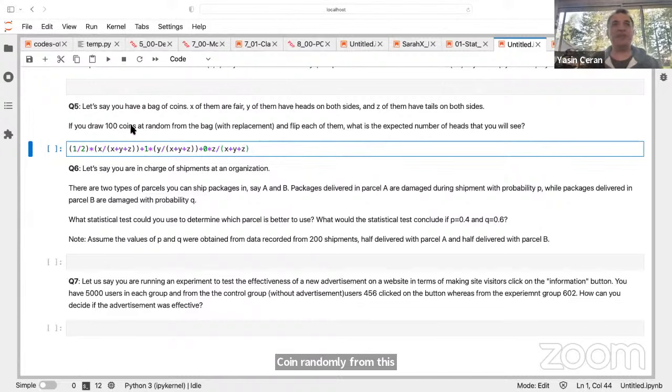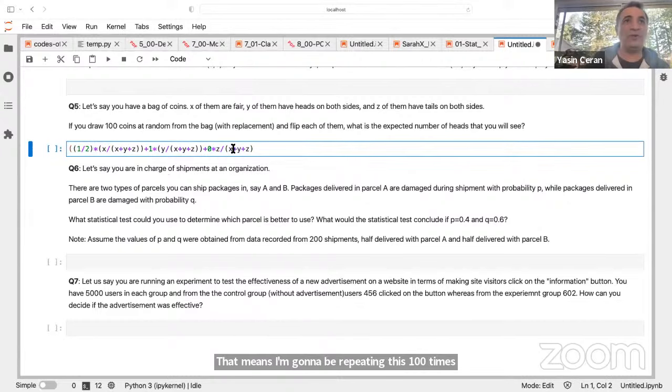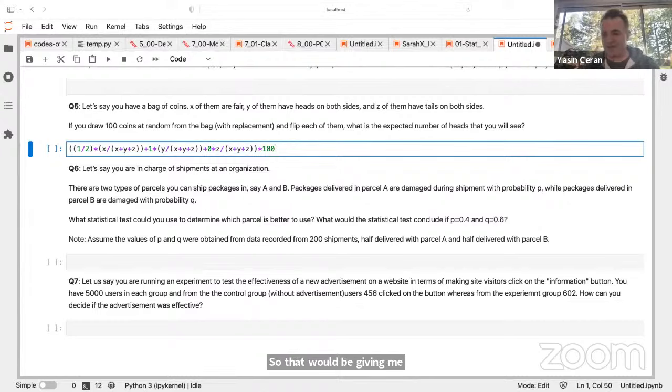But in the question, it says 100 coins at random with replacement. That means I'm going to be repeating this 100 times. So I'm just going to multiply this whole thing, the summation of these three terms, by 100. That would give me the expected number of heads if I have X, Y, Z number of coins with these different attributes, and I draw one and flip it and repeat this 100 times.